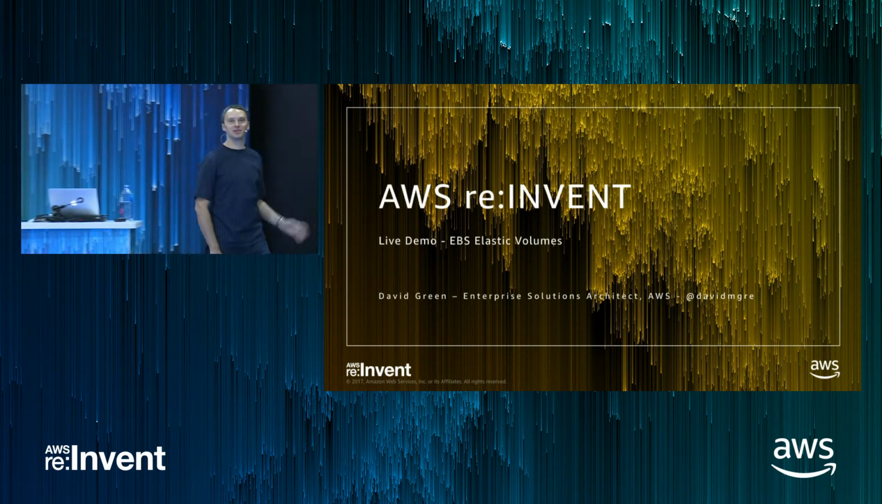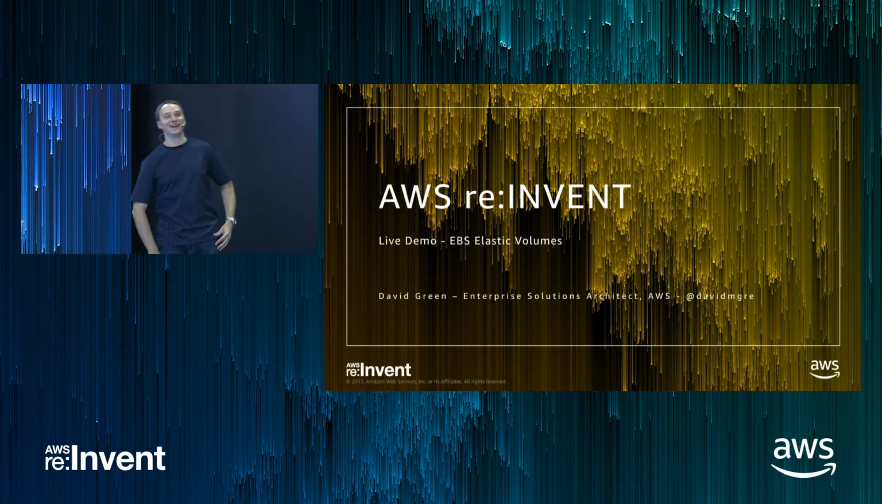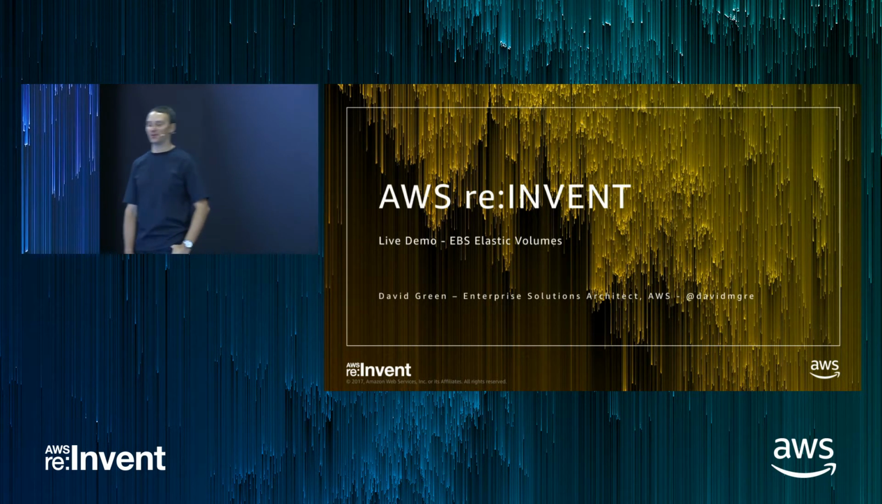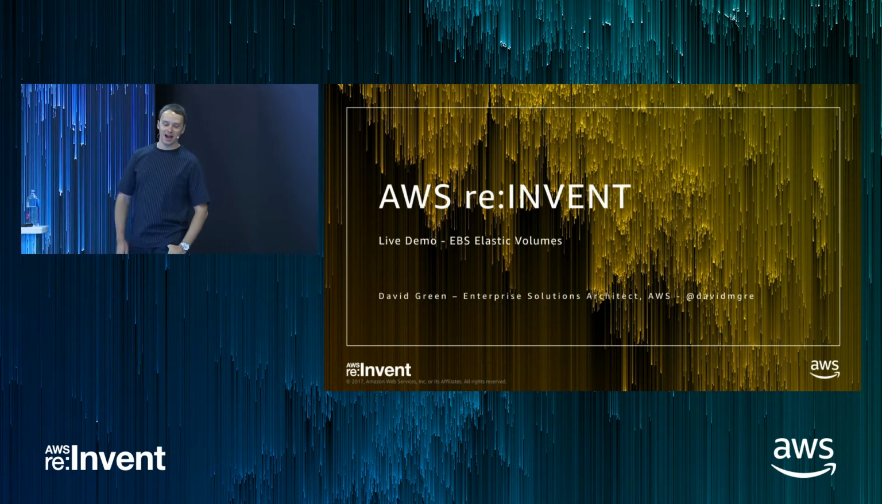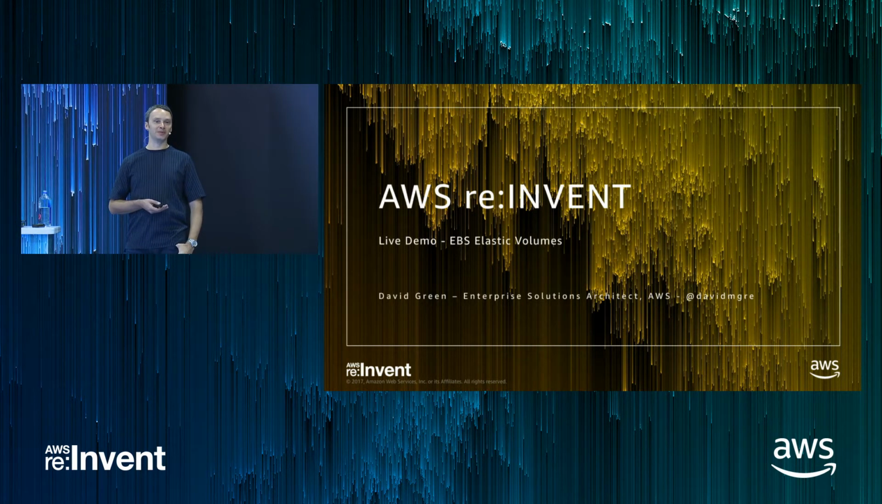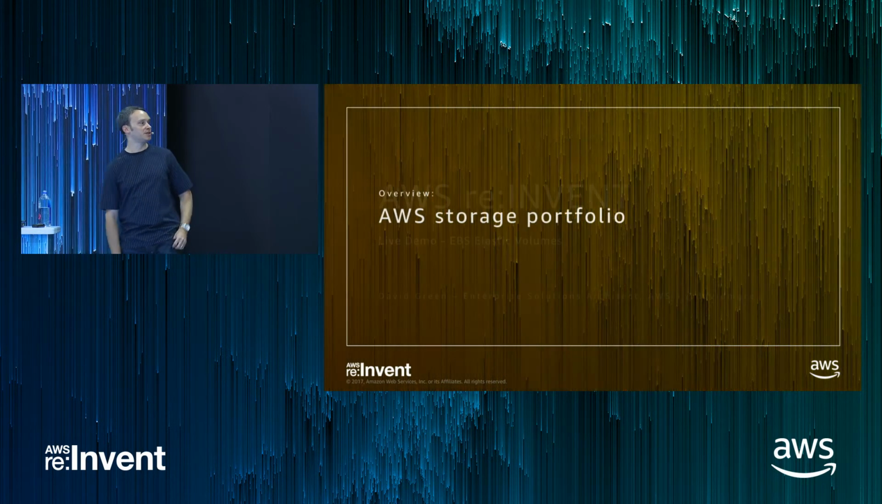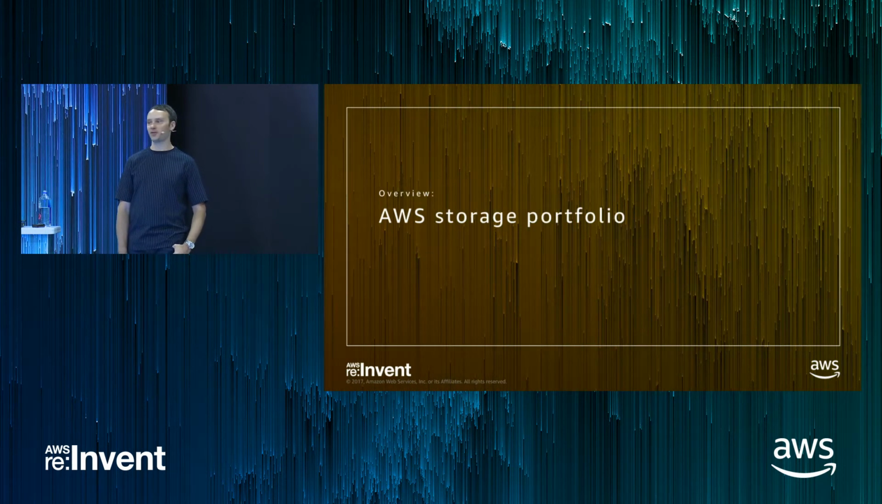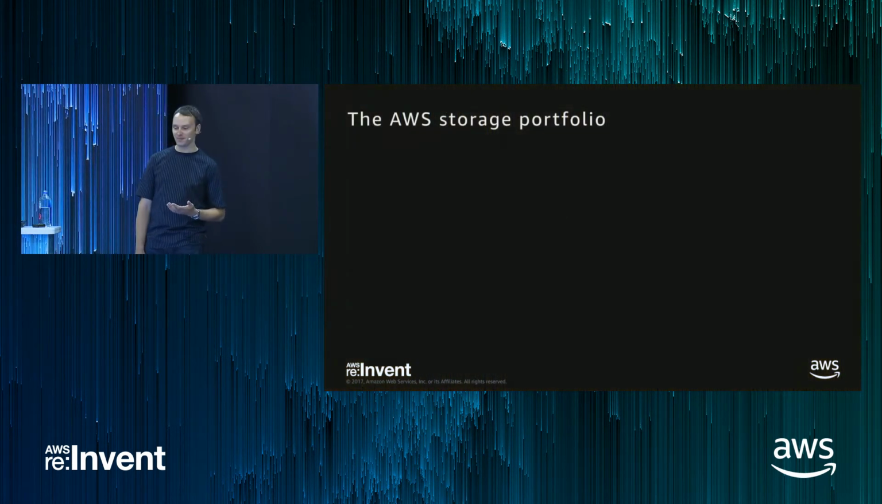Hey everybody, my name is David Green. I'm an enterprise solutions architect here at AWS, and I'm on the storage specialist team. So we work with customers on different storage use cases, and one of my favorite launches with EBS this year has been Elastic Volumes. So I kind of want to go into some detail. But first, before we dive in, just a quick high-level overview of where EBS fits in our storage ecosystem.